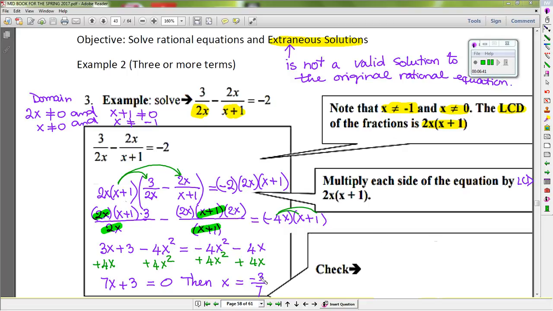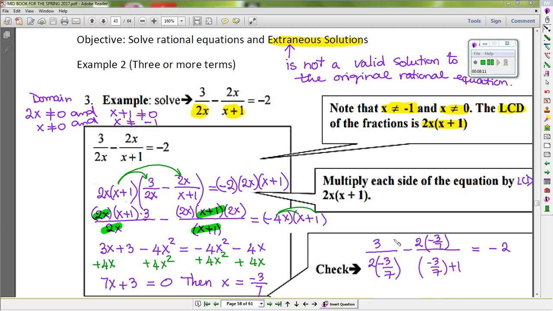Next step, I'm going to check it. So I'm going to substitute x with negative 3 over 7 into the given equation. So I have 3 over 2 times x, but substitute x with negative 3 over 7, minus 2, and substitute x with negative 3 over 7 over the denominator negative 3 over 7 plus 1, and on the right hand side put negative 2.